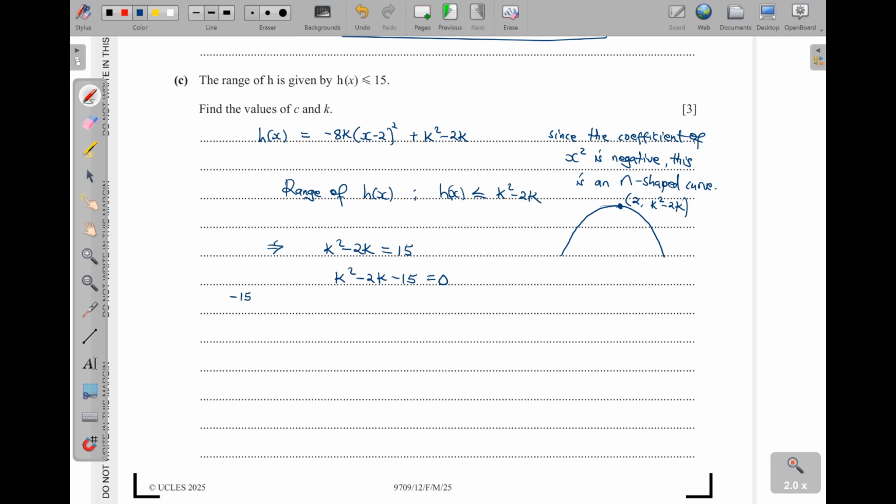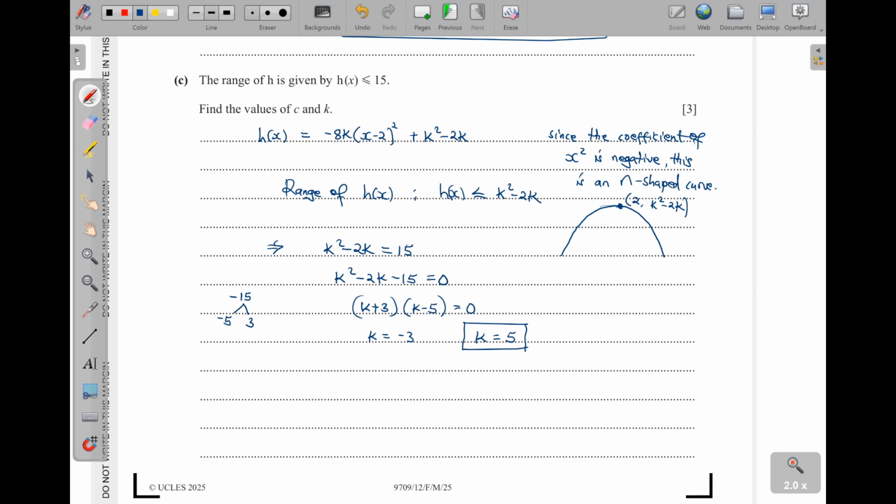Those two numbers are going to be 5 and 3. And of course, this one has to be a minus. So we have (k plus 3)(k minus 5) equal to 0. So when I equate each of these to 0, k is going to be negative 3 and also k is going to be 5. And I will take k being 5 because they said k is a positive constant.